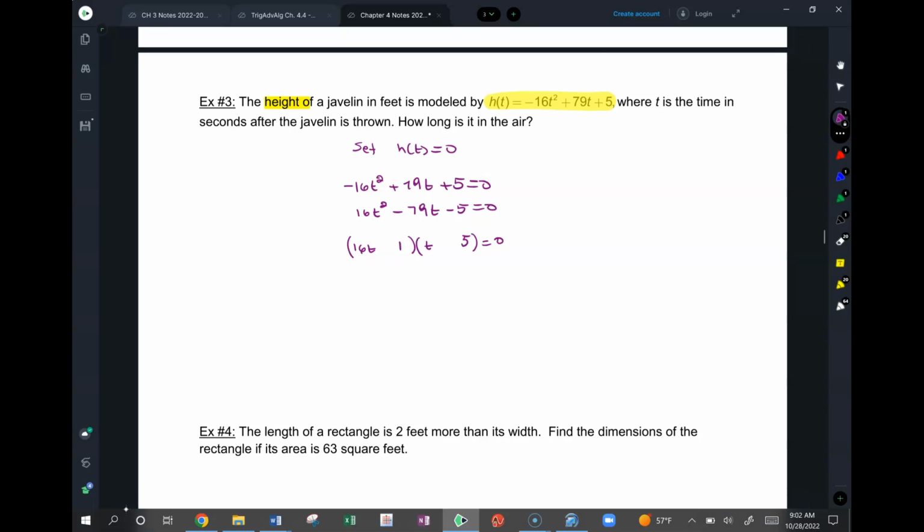And I need a negative. I need the negatives to be bigger. So let's make that negative and that positive. Does that make negative 79? This is negative 80. That's positive 1. That's negative 79.